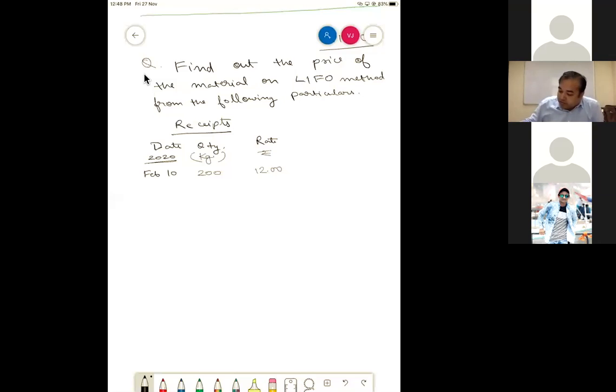Next date is Feb 15. Quantity is 300 kg and rate is 14. Next date, you can make it 25 February. Quantity is 400 and then rate is 15.